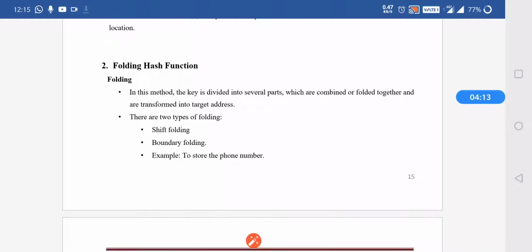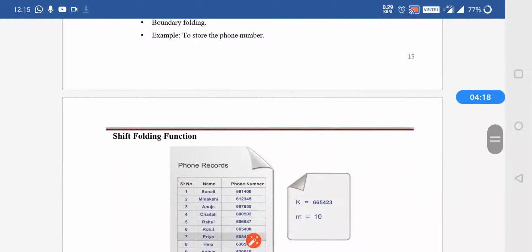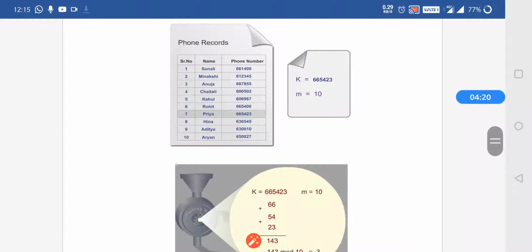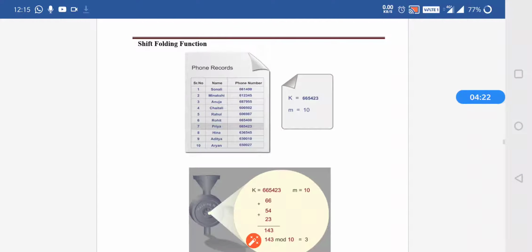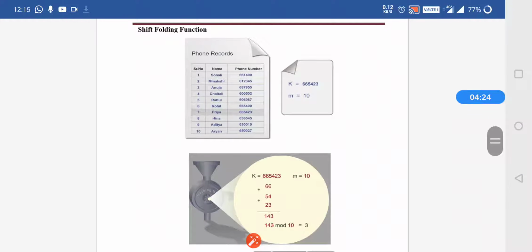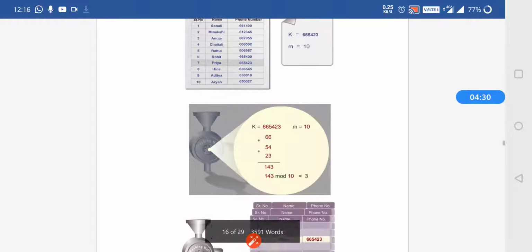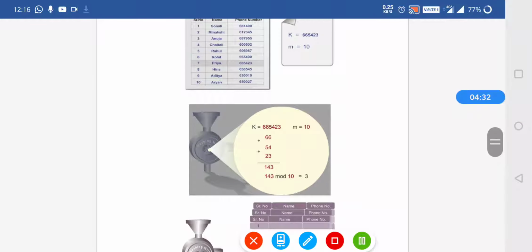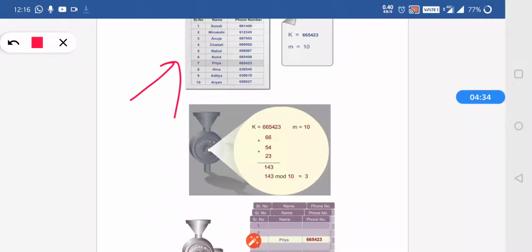So there are basically two types of folding: shift folding and boundary folding. So how does shift folding work? Now we have these particular phone numbers, and suppose we want to map the particular elements. We have these phone numbers and we want to map the phone number of Priya. So what will happen?